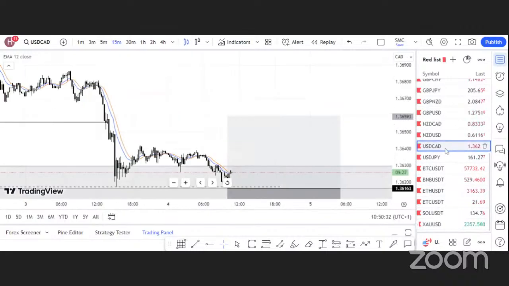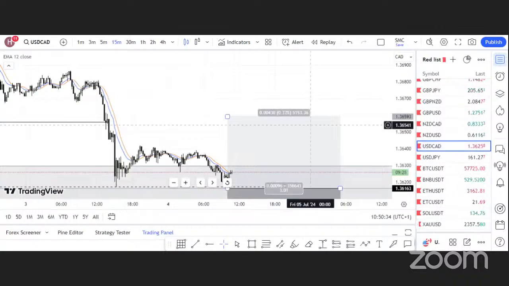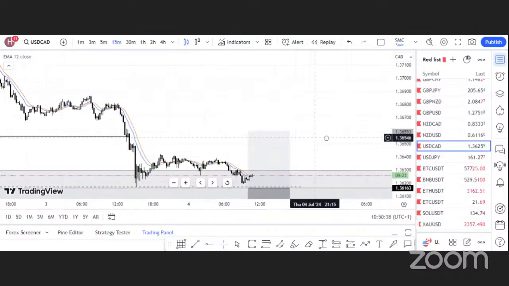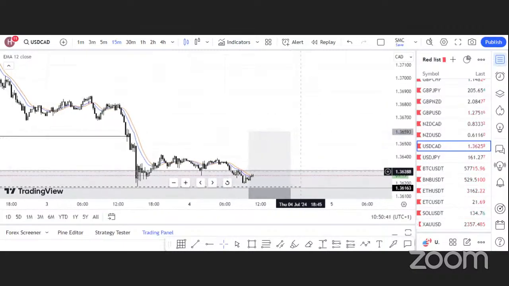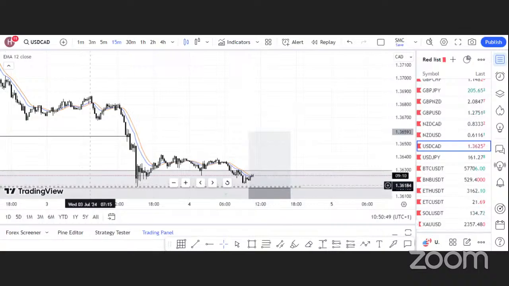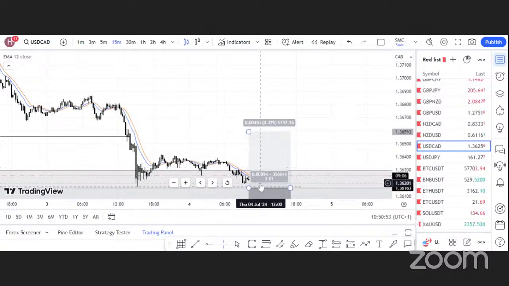Okay, so I think we have analysis on USDCAD. Okay, but the requirements still haven't been met. We need the market to take out the double O, the equal O, and buy.